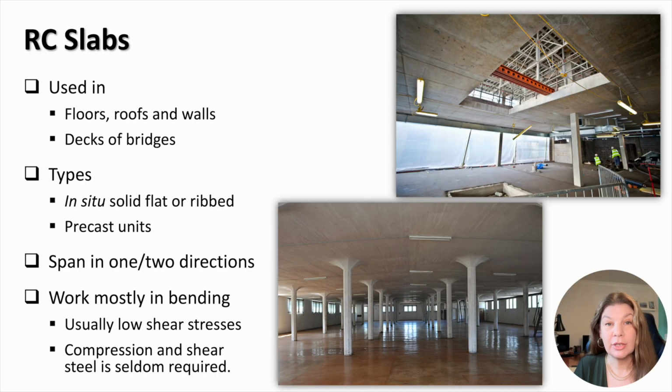Reinforced concrete slabs are used as floors, roofs, and walls in buildings and as decks of bridges. The slabs can be divided into solid, flat or rib slabs cast in situ and slabs precast in a plant. Depending on the dimensions, slabs are designed as working in one or two directions. Slabs work mostly in bending and usually have low shear stress, and therefore compression and shear reinforcement are seldom required.